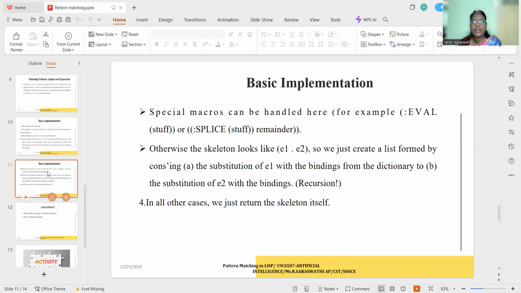Special macros can be handled here, for example evaluate stuff or splice stuff remainder. Otherwise, the skeleton looks like E1, E2, so we just create a list formed by concatenation: the substitution of E1 with the bindings from the dictionary, and the substitution of E2 with the bindings recursively. In all other cases, we just return the skeleton itself.